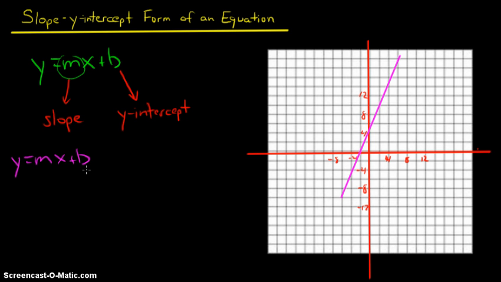But wait, we need to put numbers in right here and right here. So let's start fresh. We're going to go y equals something x plus something. Well, the b, which is going to be at the end of the equation, that's the y-intercept. And that's just saying, where does this line intercept the y-axis? Well, we can see right here that it intercepts the y-axis at +4. So it's going to be y equals something x plus 4. Simple as that. It really is.